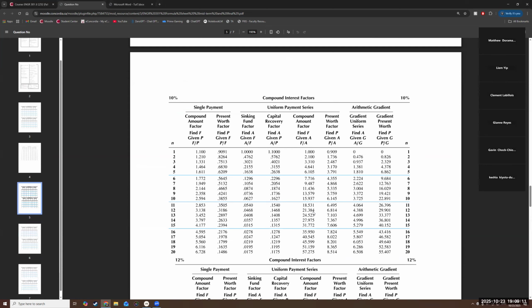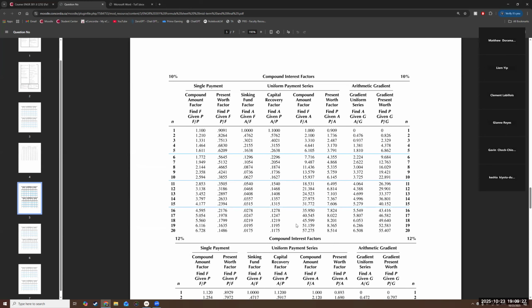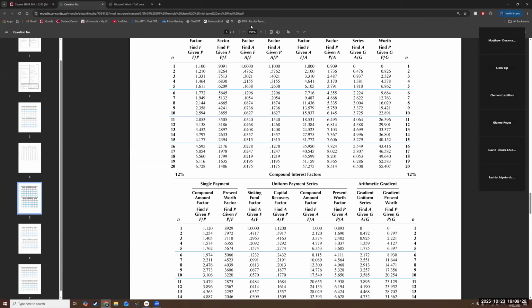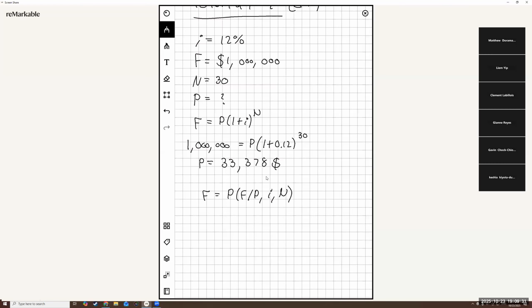Just a second. I believe there is another version of the formula sheet that has tables going until the 30th period. But we can save that for another question. But this is how we do it based on the formulas.